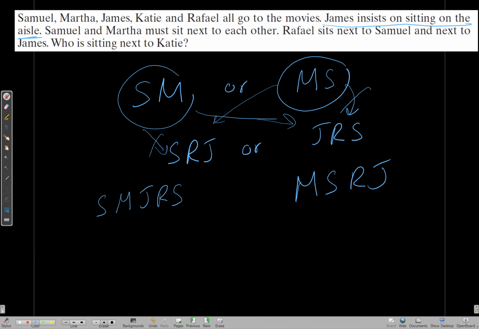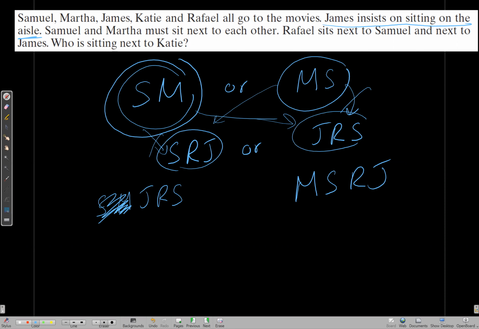Now, I think I made a mistake here. No, see, if we have this, sorry about that, we cannot have this one, we must have this. So J-R-S-M. Okay, J-R-S-M. Now it's about Katie. Where do I put Katie? Now if we forget about the aisle condition, we can put Katie here. But since we have the aisle condition, don't forget about that, sorry about that.